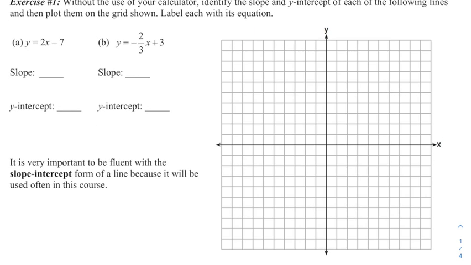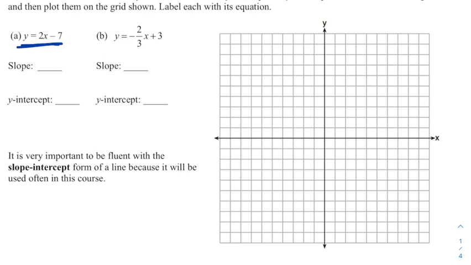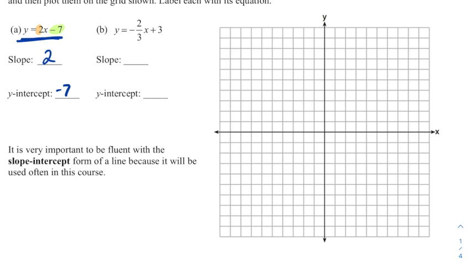Okay, so y equals 2x minus 7. The slope here would be the 2, and the y-intercept would be the negative 7. Okay, let's go ahead and graph this. I always like to graph the y-intercept first. That's where it crosses the y-axis. So in the equation y equals 2x minus 7, the first point would be at 0, negative 7.